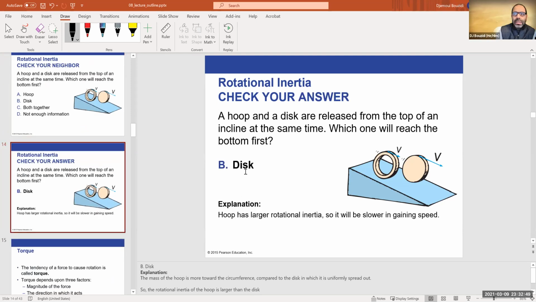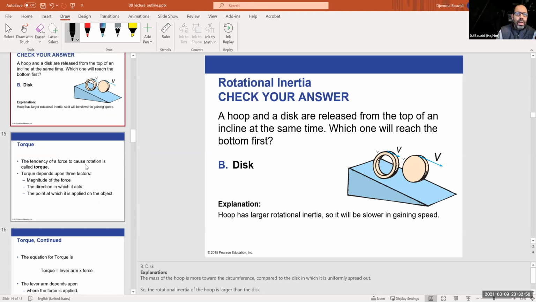So again, it's the disk that is going to reach the ground first. Which one will reach the bottom first? It's the disk for the mentioned reasons.